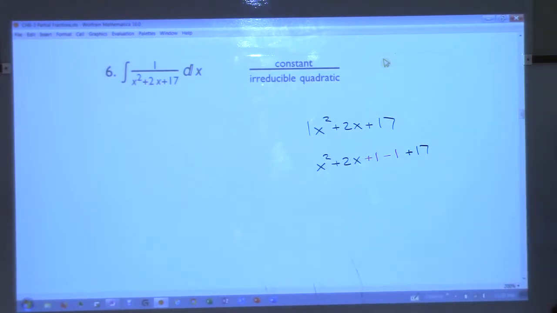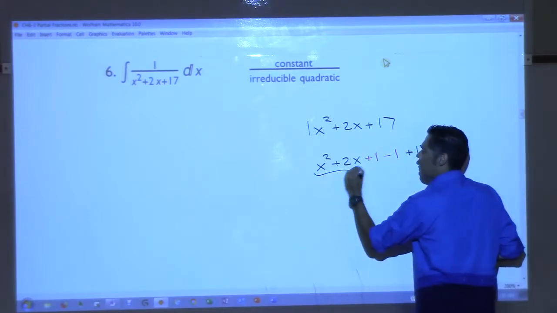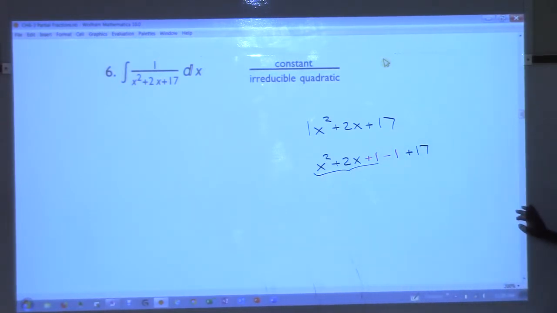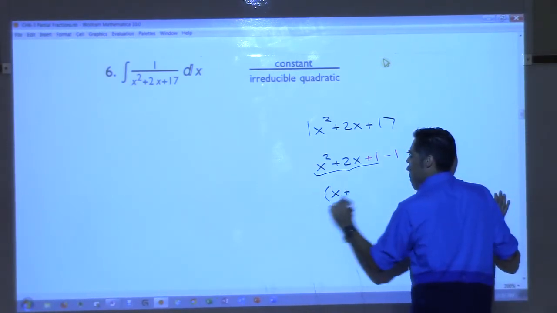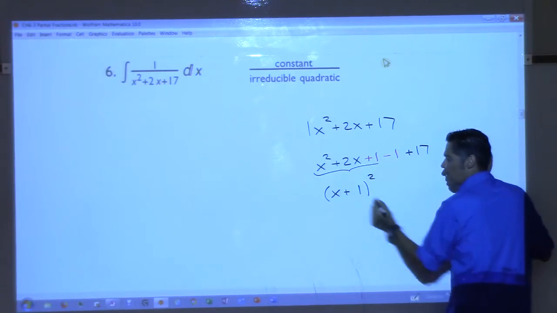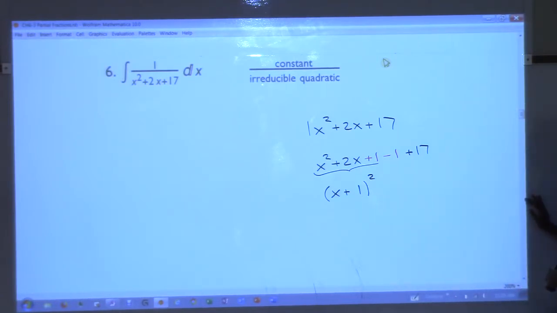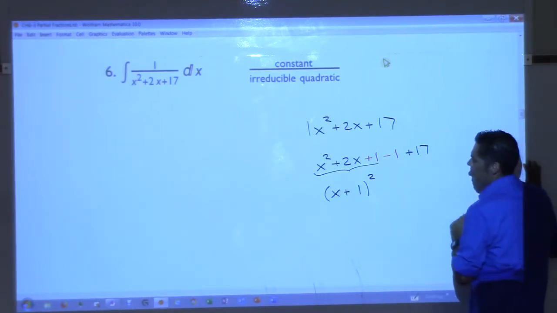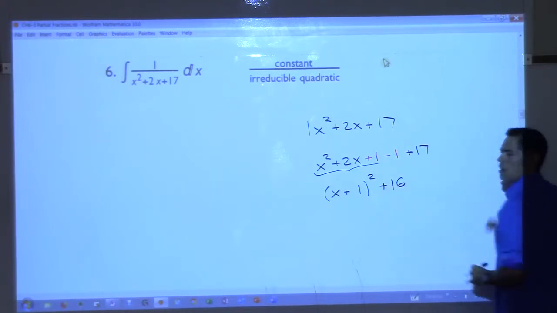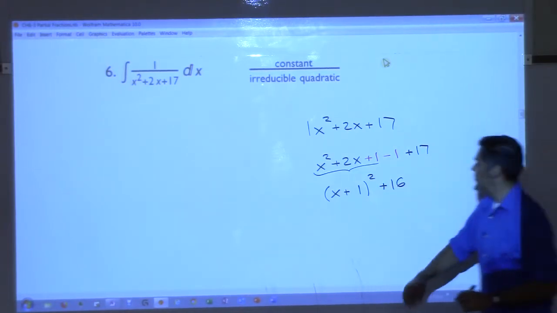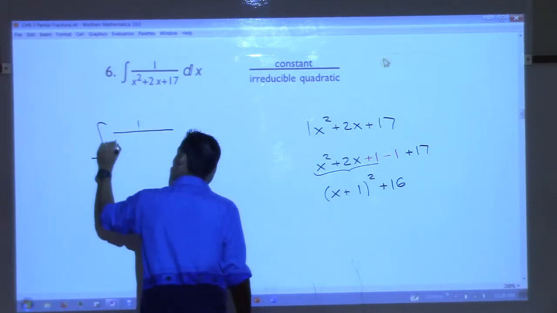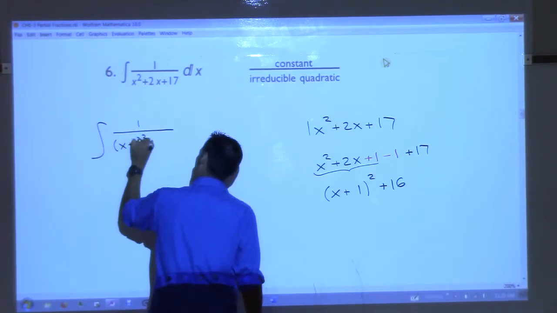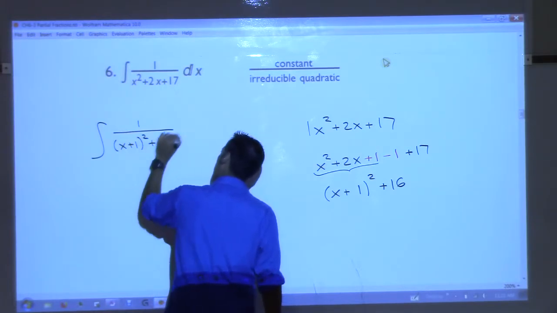Okay, right? And now, what do the first 3 terms guarantee factor to be? That's going to be x plus something, squared. What is it? x plus 1. Right? x plus 1 squared. And then what do we still have over here? Plus 16. Okay, so now let's rewrite the integral. This integral becomes 1 over x plus 1 squared plus 16 dx.